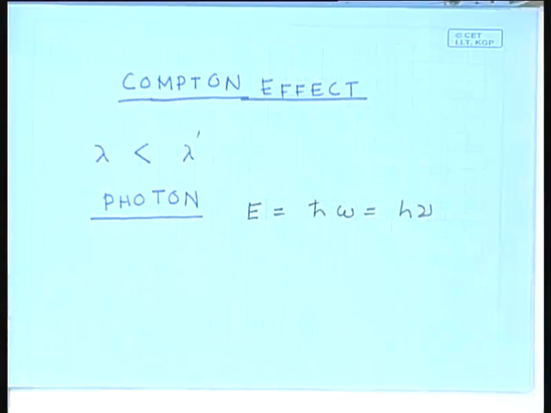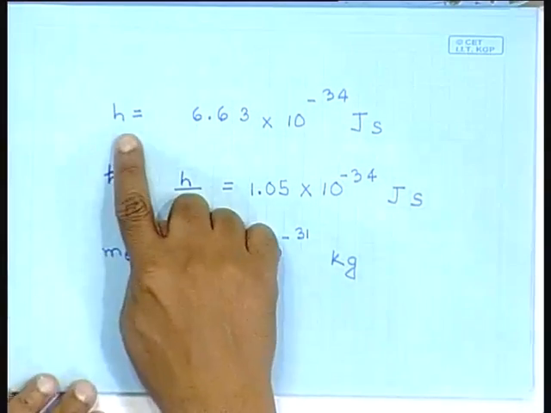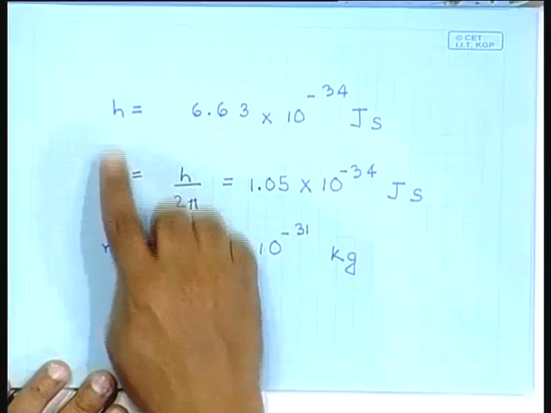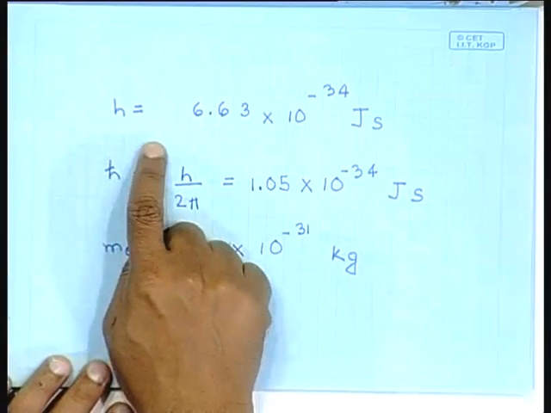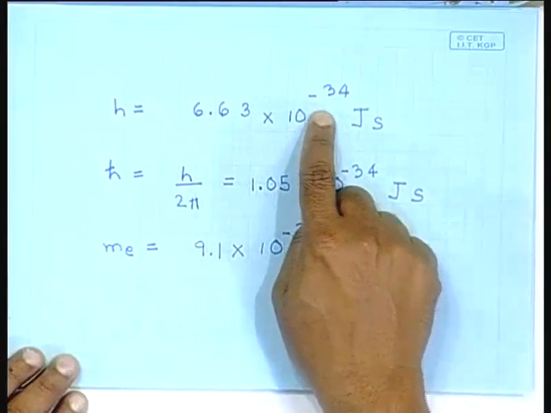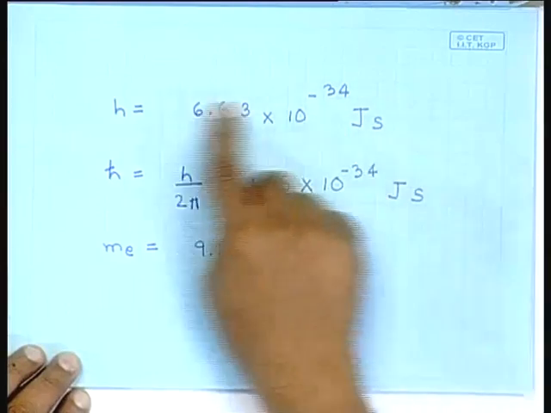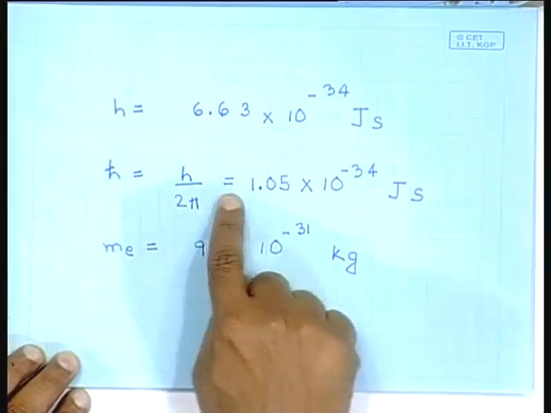Now, this h and h cross are new constants which appear here. So, let me tell you what they are. H and h cross are called Planck's constants. You could refer to either of these as the Planck constant. H has a value 6.63 into 10 to the power minus 34 joule second. So, it is energy into time. If you multiply it with frequency, you get energy. H cross is h divided by 2 pi, and its value is given here.